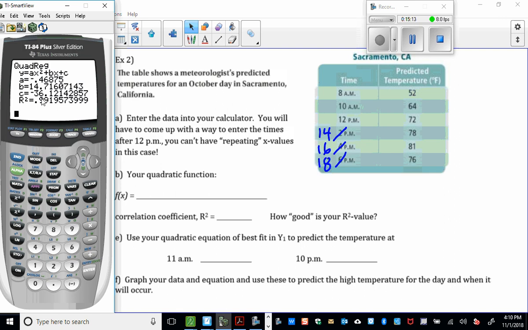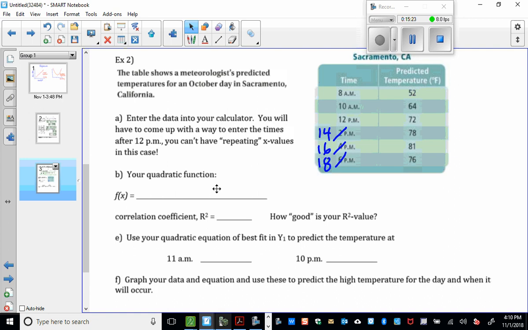Now I want you to notice the R squared is 0.99. That's excellent. That means the equation that we have really fits perfectly to the data. Okay, so I'm going to write down my quadratic function.